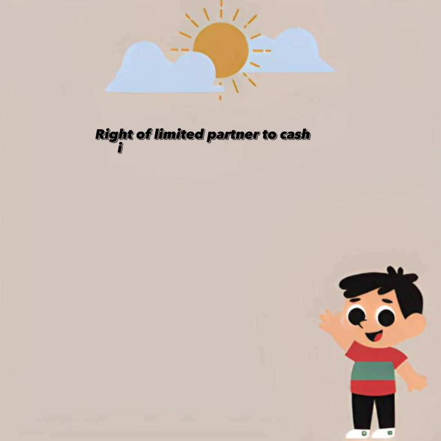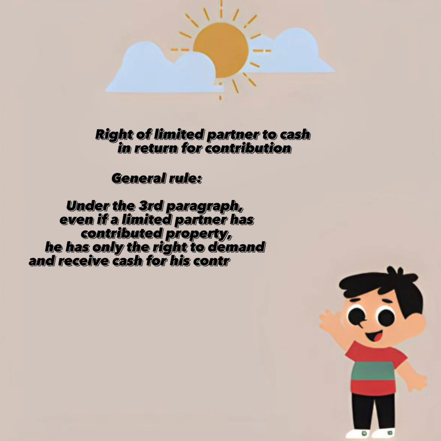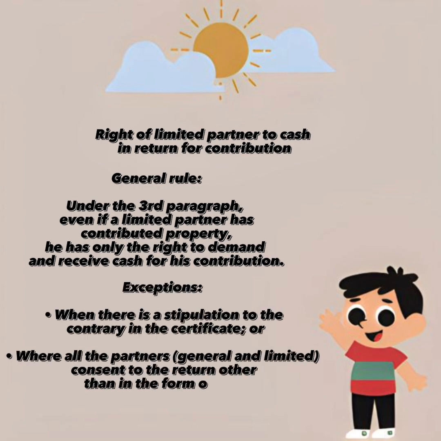Right of limited partner to cash in return for contribution. General rule, under the third paragraph: even if a limited partner has contributed property, he has only the right to demand and receive cash for his contribution. Exceptions: when there is a stipulation to the contrary in the certificate, or where all the partners, general and limited, consent to the return other than in the form of cash.